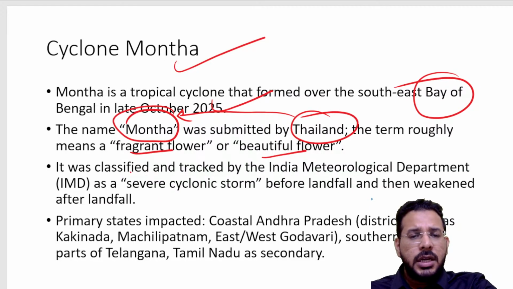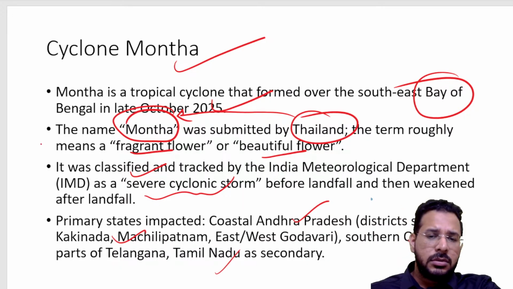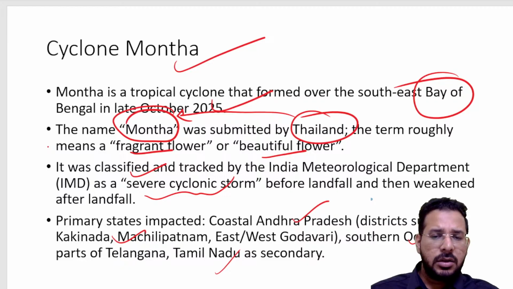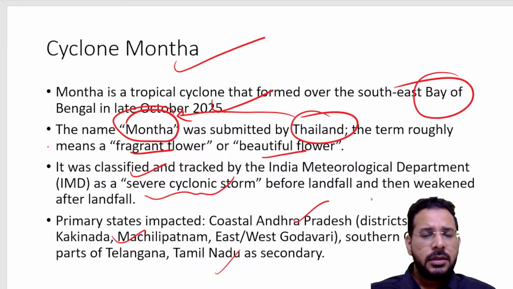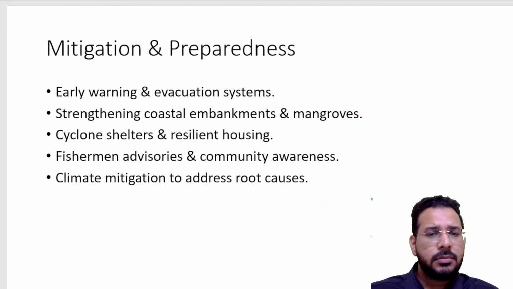It is classified by IMD as a severe cyclonic storm, impacting states like Andhra Pradesh, southern Odisha, Telangana, Tamil Nadu. Primarily AP, Telangana, Odisha have been impacted, and Tamil Nadu is also impacted.